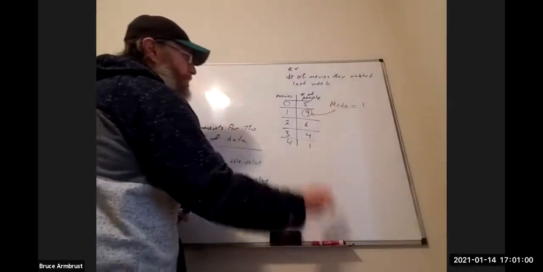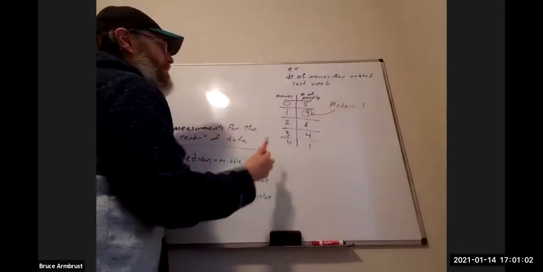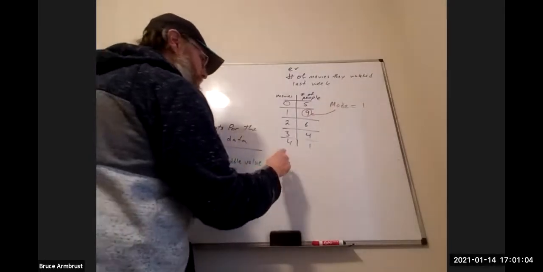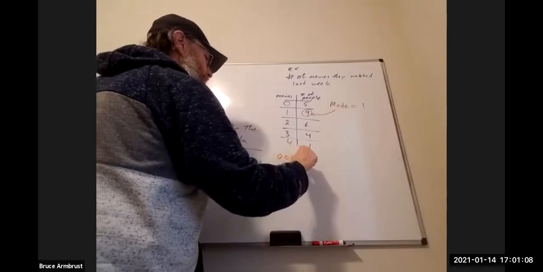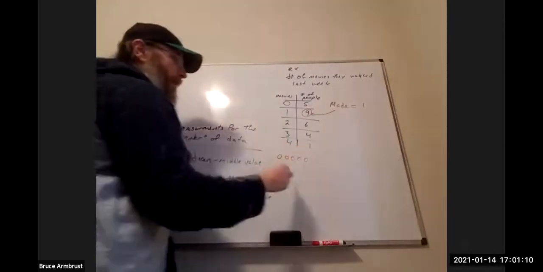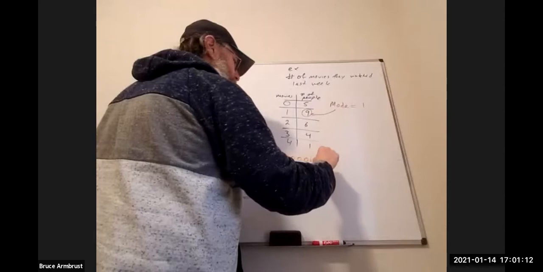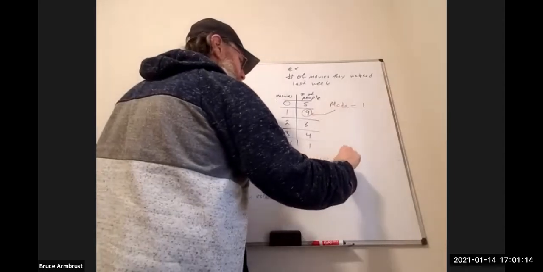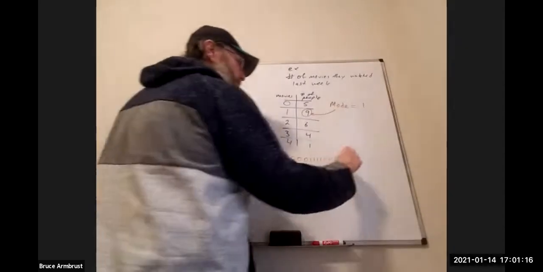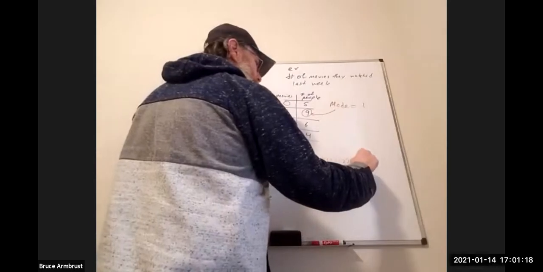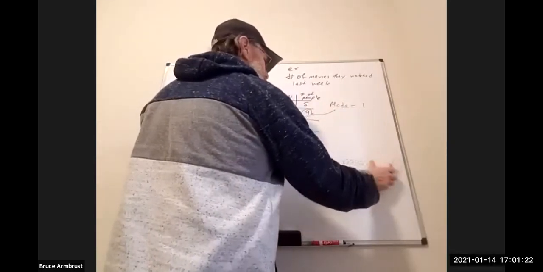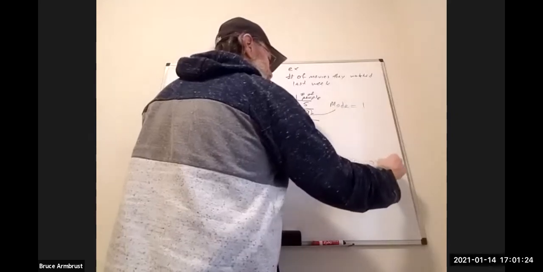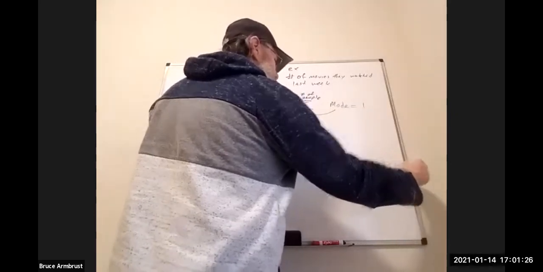well, 5 zeros. So 1, 2, 3, 4, 5. I would have 9 ones. 1, 2, 3, 4, 5, 6, 7, 8, 9. I would have 6 twos. 1, 2, 3, 4, 5, 6, followed by 4 threes. 1, 2, 3, and a 4.